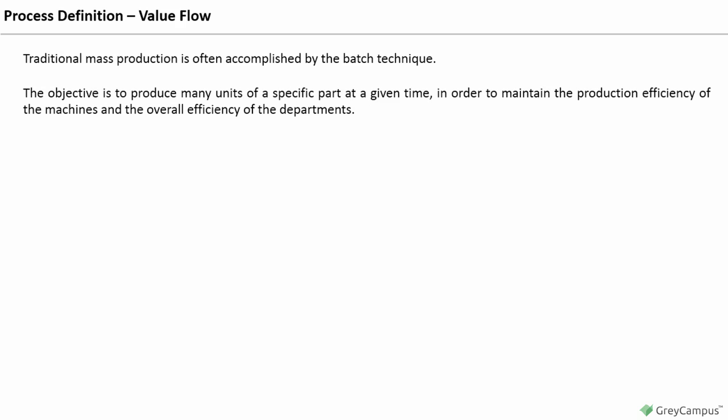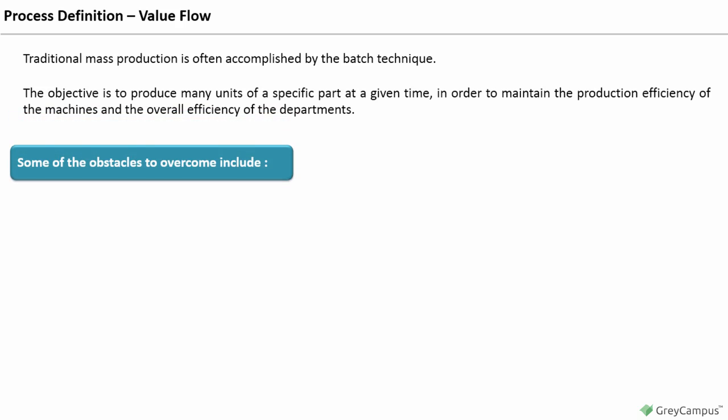Value flow. Traditional mass production is often accomplished by the batch technique. The objective is to produce many units of a specific part at a given time in order to maintain the production efficiency of the machines and the overall efficiency of the departments. However, optimization of the individual operation unknowingly leads to sub-optimization of the process as practiced by non-lean companies. The lean effort requires the conversion of a batch process to a continuous flow process. In some cases, converting the batch process to a one-piece flow is ideal.